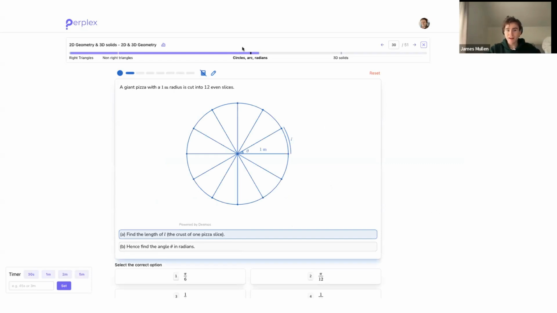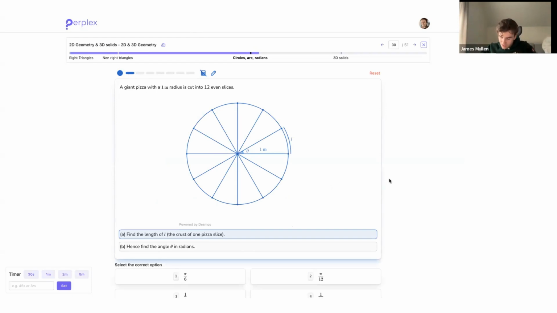This is a kind of critical example that I'm putting forward to introduce the idea of radians. I'm not going to give you time to do this because I want to give you a good intuition for what radians are actually doing and what they are. So imagine that I have a giant pizza. It's 1 meter in radius. It's a huge pizza, and I'm going to cut it into 12 slices. In part A, find the length of the crust of one pizza slice.